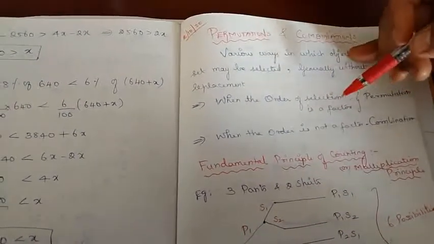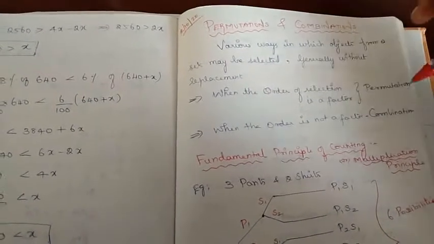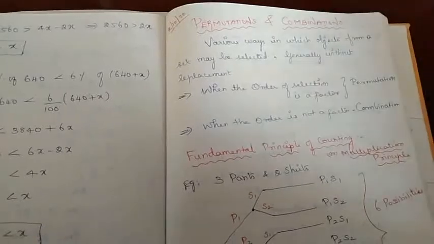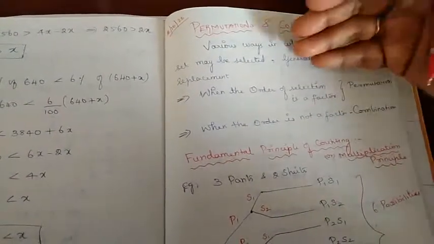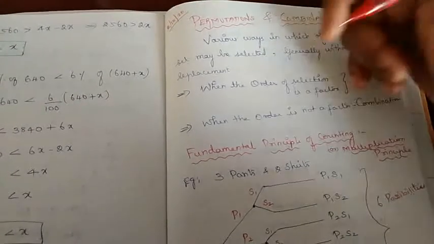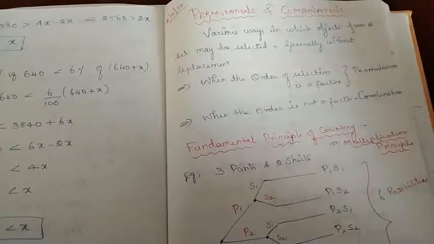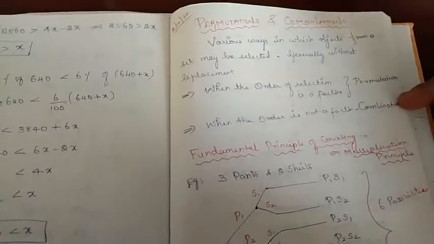When the order of the selection is a factor, then we will go for permutation. When the order of the selection is not a factor, then we will go for a combination. When the order in which the things are selected is very important, we go for permutation. When the order is not a factor, we need only the things, then we can go for combination.